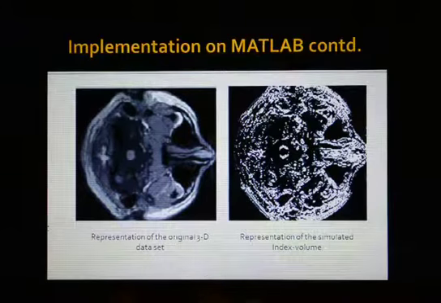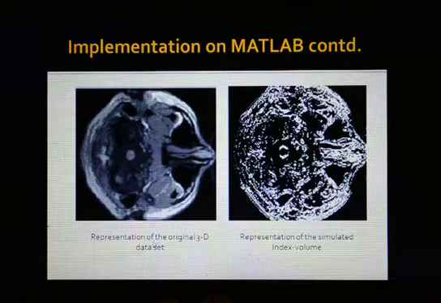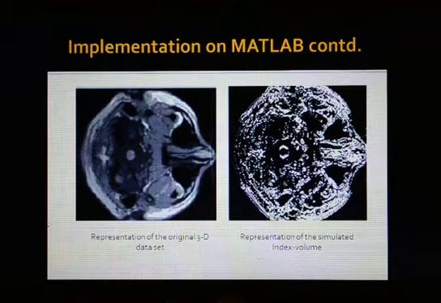As we can see, this is a representation of the original 3D dataset as simulated on MATLAB, and this is the representation of the simulated index volume. The regions in black are the index volume assigned with values of 0. The regions in gray and white are distributed between the index volume values of 1 or 3.